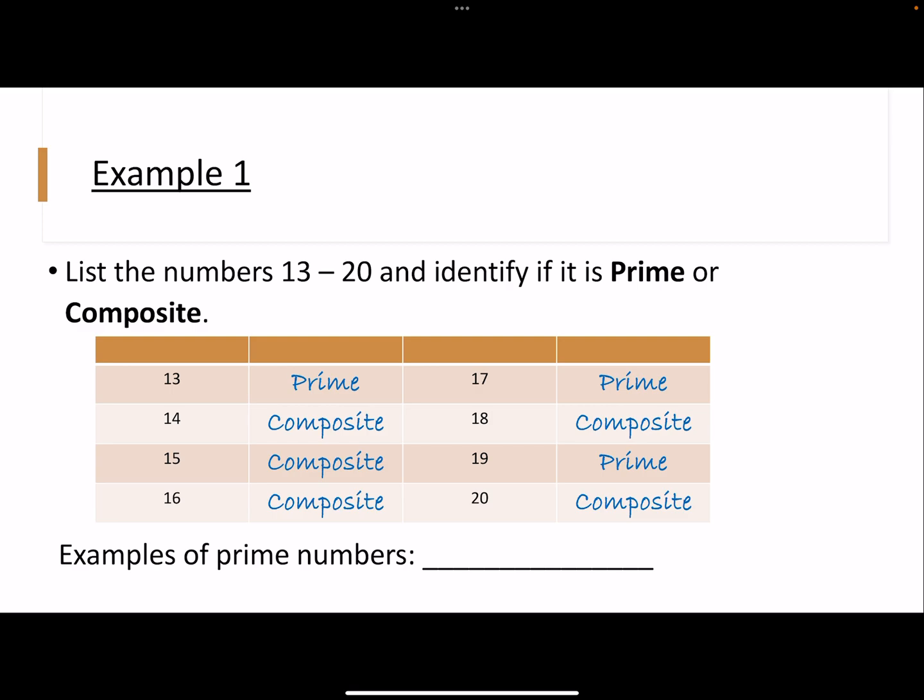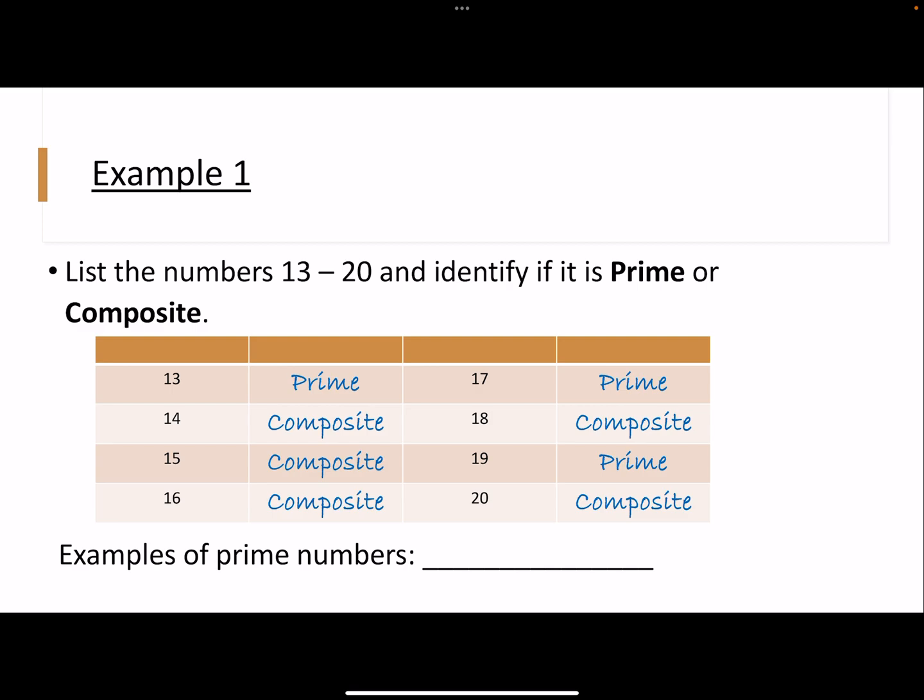14, 15, 16, 18, and 20 are composite numbers because there are other factors other than 1 and itself. For 14, we can think of 2 times 7. For 15, we can think of 3 times 5. 16, 2 times 8. 18, we have 3 times 6, 2 times 9. So there are other factors other than 1 and itself.